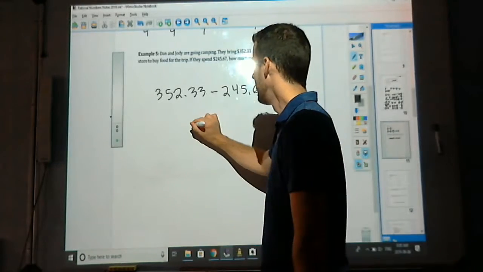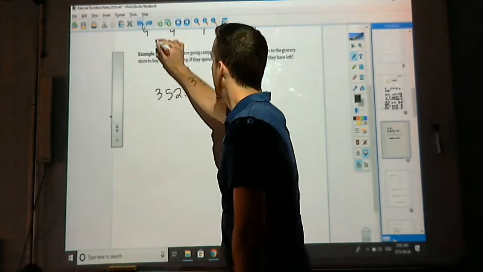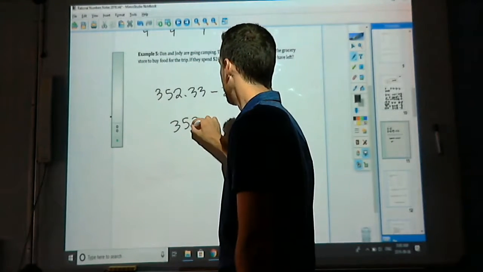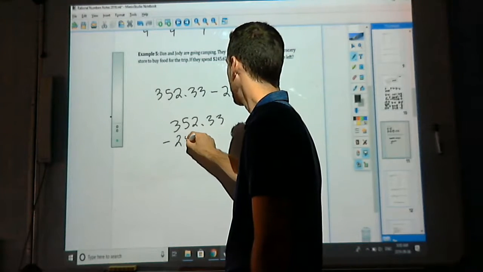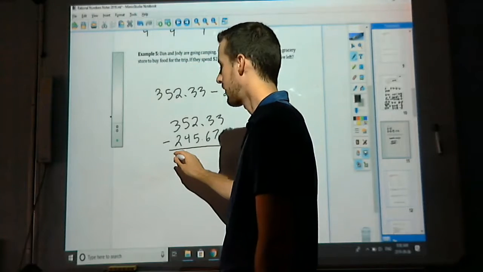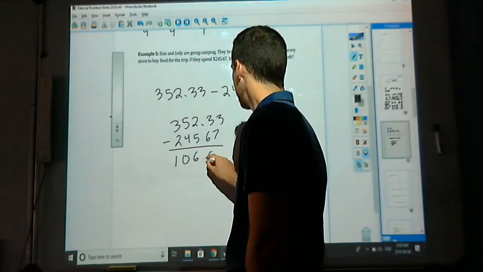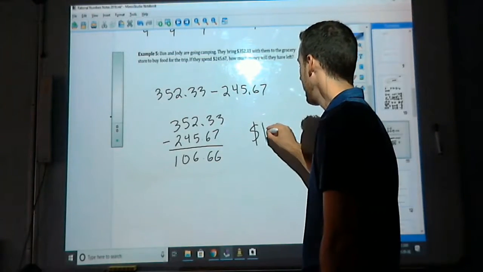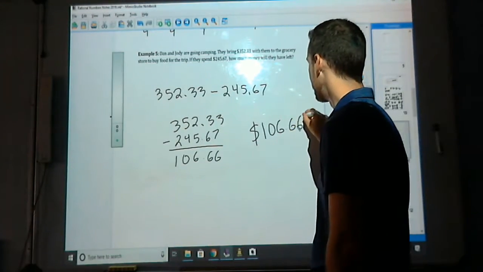Line them up. All right, so $352.33 minus $245.67 for a grand total of $106.66. Okay, if you want to go all the way, we started with dollars, we should end with dollars.